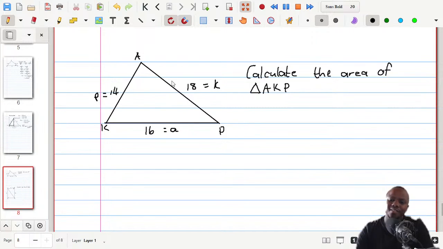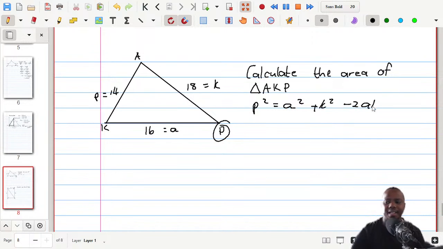Now, we can calculate any included angle here. Let's say I'm interested in calculating P. Then I need to use the cosine rule, because remember we said earlier that we use the cosine rule where we have three sides as well. So P squared will be equals to A squared plus K squared minus 2AK cos of P.